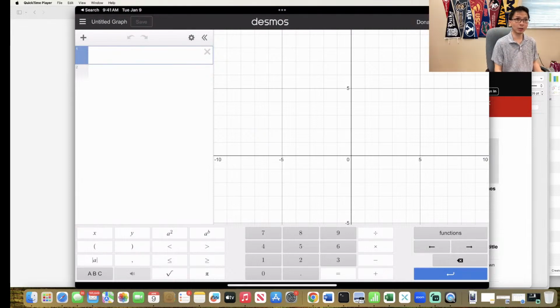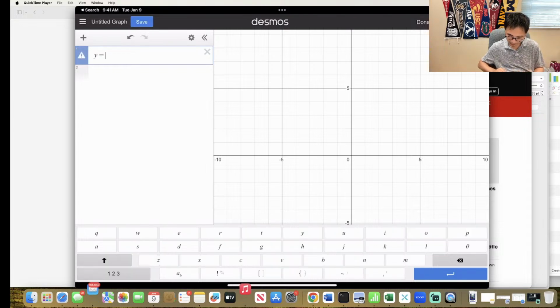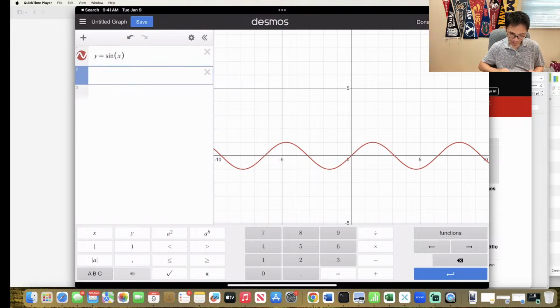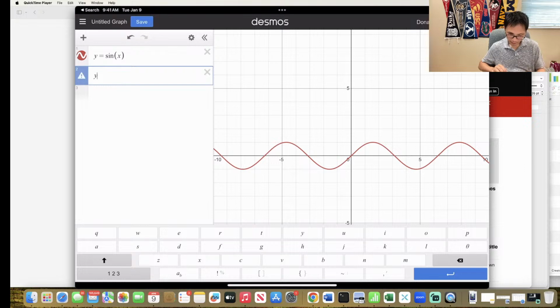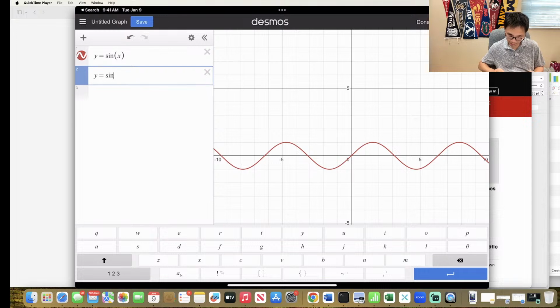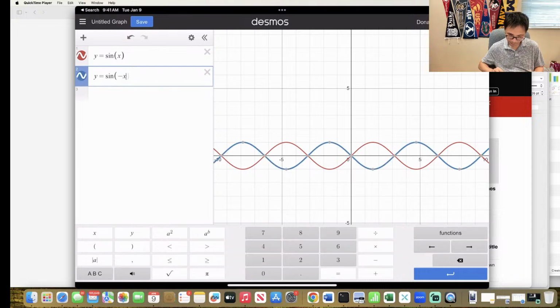Okay. So I'm gonna show you that y equal to the sine of x. I think a lot of people didn't understand that. And I'm gonna show you y equal to sine of negative x. So that's gonna be opposite. So therefore they are odd function. If you plug in negative x, it's gonna give you negative sine of x. That's an odd function.